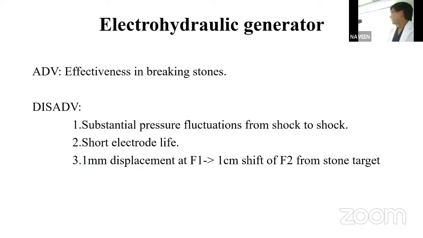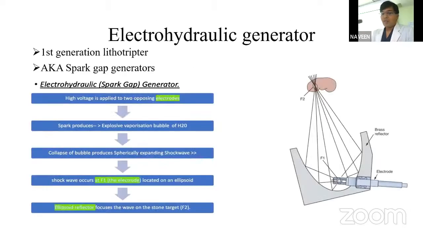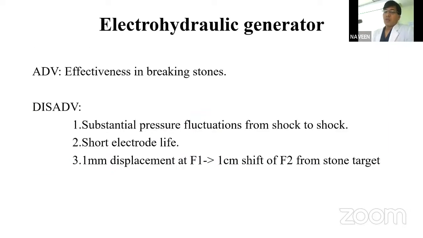Now come to the advantage of the electrohydraulic generator. They are very effective in breaking stones, but they have a few disadvantages, like very short electrode life. They have only 200 to 300 shocks of electrode life and the electrode needs to be changed repeatedly. If there is a 1 mm displacement at the F1 point, it will lead to more than a 1 centimeter shift at the F2 point. So this is a major disadvantage of the electrohydraulic generator.